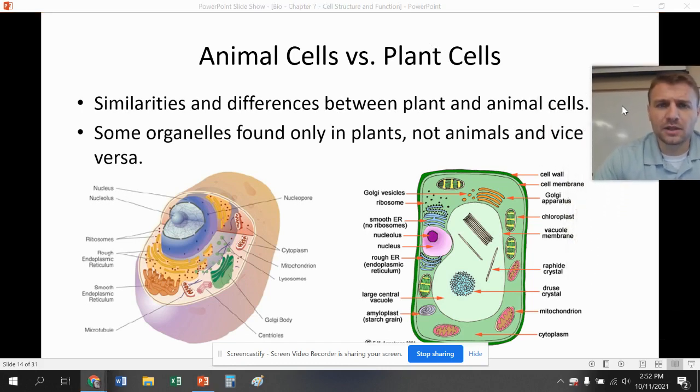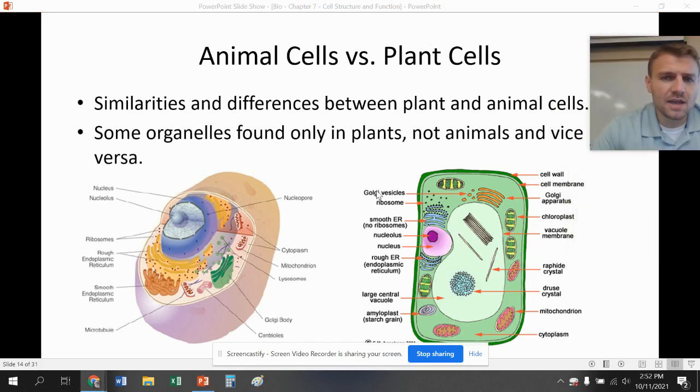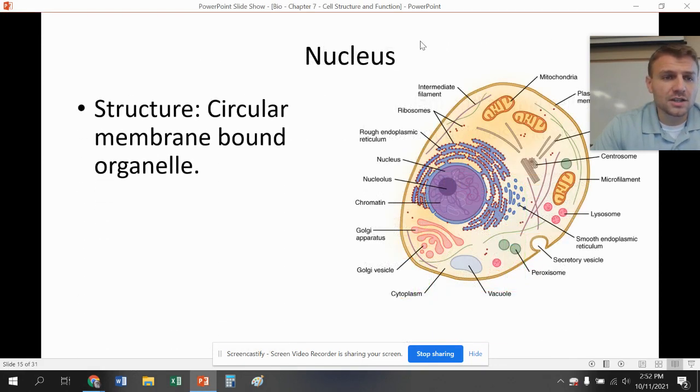Now, going forward, we are going to be looking at differences between animal and plant cells. There are similarities, there are differences. There are a lot of similar organelles, but there are also some different organelles that are found in only plant versus only animal cells. Let's talk about the nucleus.